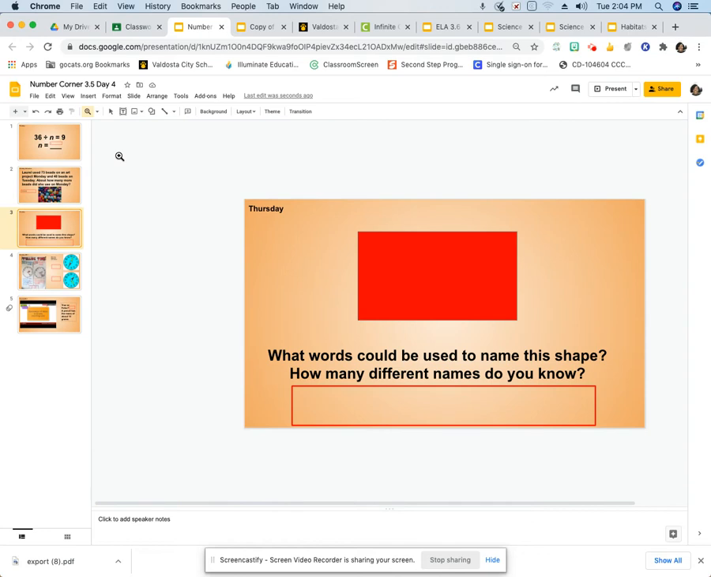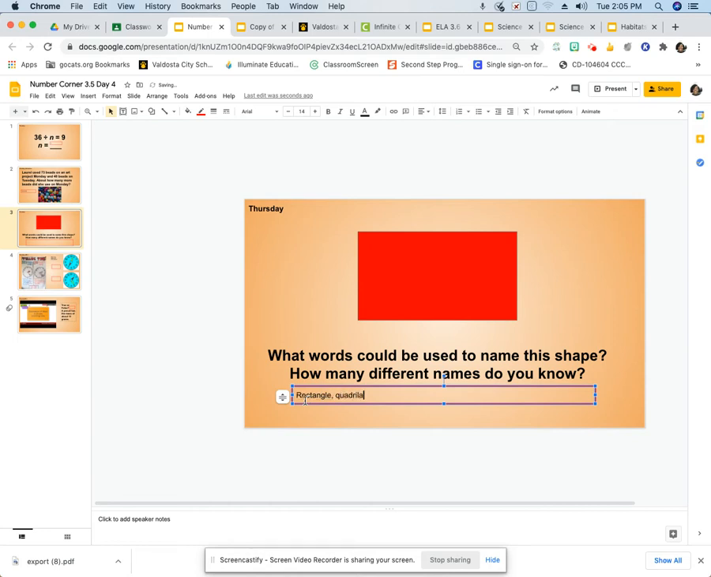What words could be used to name this shape? How many different names do you know? Here, you had to type more than one answer. Obviously, we see that that's a rectangle. It's also a quadrilateral because it has 4 sides. And it's also a parallelogram because it has 2 sets of parallel lines. Okay, so that's the different names for a rectangle.